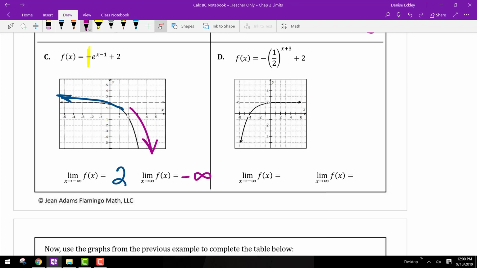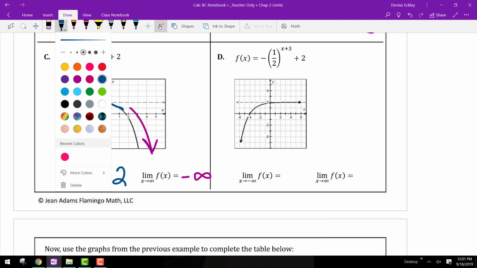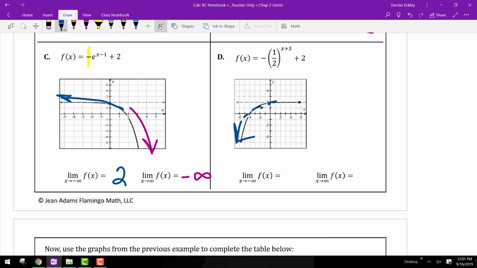And the next one is going to be -1/2 raised to the x plus 3 power, plus 2. Again, we have a horizontal asymptote of 2. As x approaches negative infinity, the values of the function are also headed towards negative infinity. Then as x approaches infinity, we're up along that horizontal asymptote of 2 again. The one thing I didn't mention is that letter C is a decay function because of this, and letter D is a growth function.